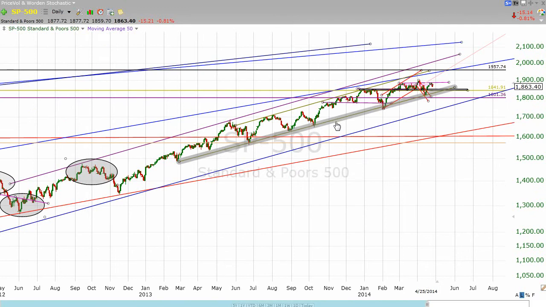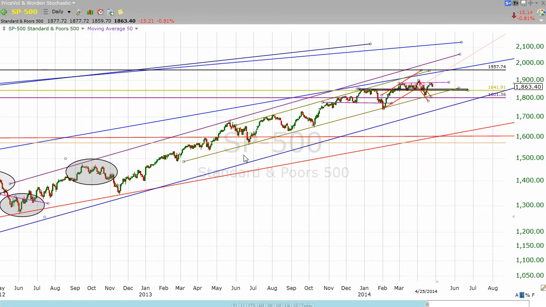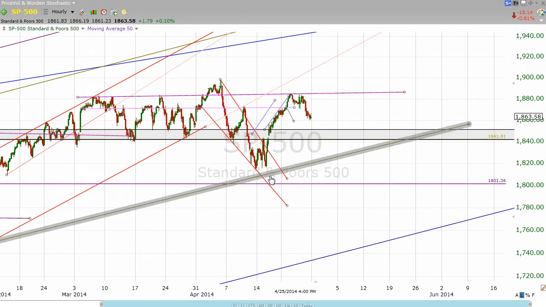We've got our... I keep having to move it as I zoom in and out. We've got this line right here that has been good on 1, 2, 3, 4 tests. Make that 5 tests almost. Not quite. Didn't quite come down to it in the middle of April, but got darn close.